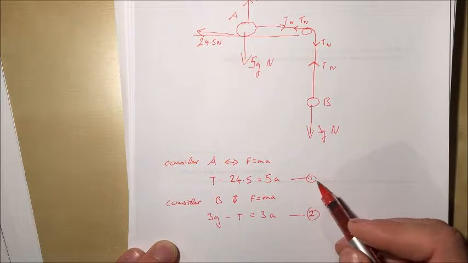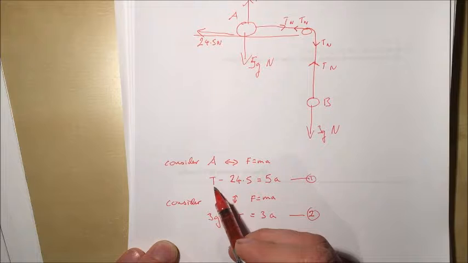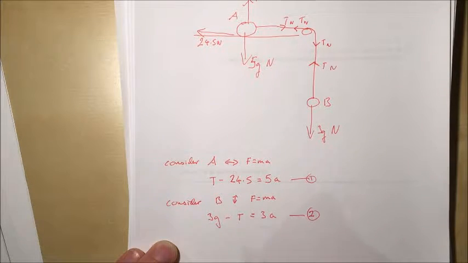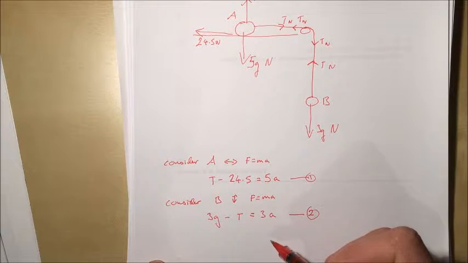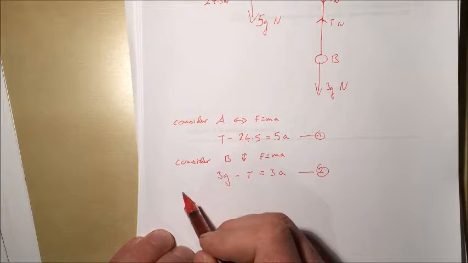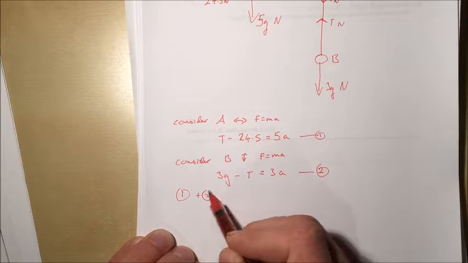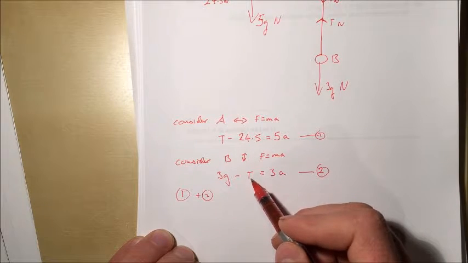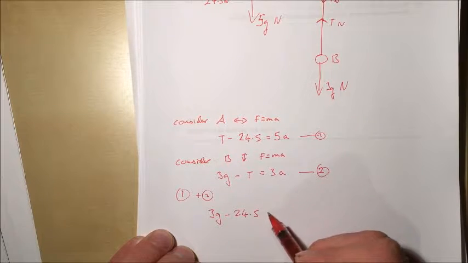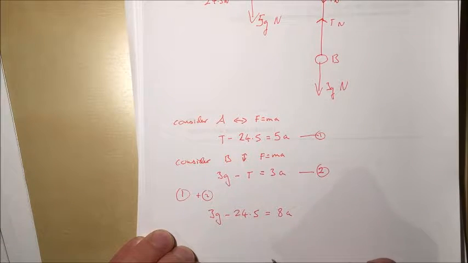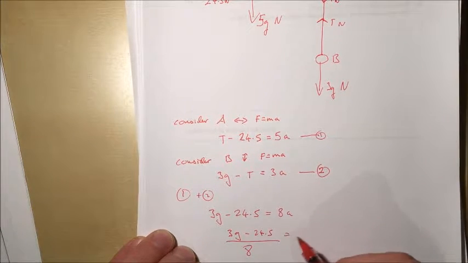Now if you look at this, we've got equation number 1, equation number 2, and there's a T and an a, and a T and an a. There is a g, but we know what the g is, so we can just deal with these as simultaneous equations. So I'm going to take equation number 1, add it to equation number 2, and the T and the minus T are going to cancel out, so I'm going to get 3g minus 24.5 on the left hand side. I'm going to get 8a on the right hand side. That's going to give me that (3g minus 24.5) divided by 8 equals a.